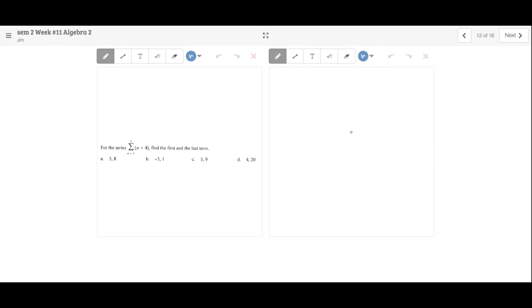This problem says, for the series n equals 1 to 5, n plus 4, find the first and last term. Oh, it's not asking us to find the sum. It's asking us to find the first and the last term. So we plug in 1 to get the first term, which is 5 plus and so on. And if I plug 5 in here, the last term is going to be 9. So the first term is 5, the last term is 9. My answer is letter C.